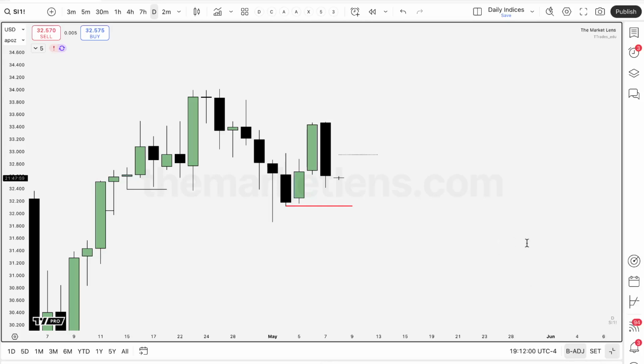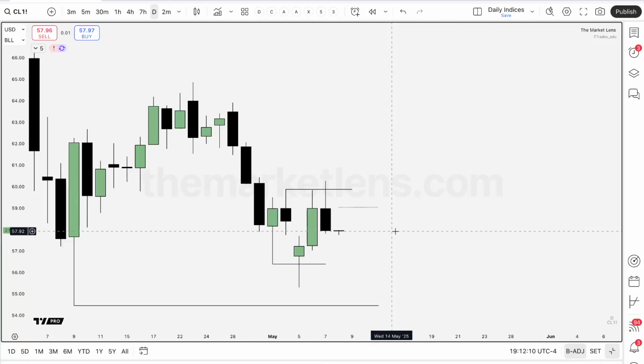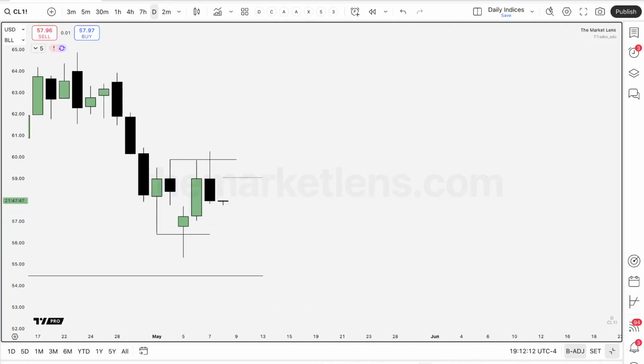Can you break down clearly how you spot protected highs and lows and what we have to do to confirm it's actually protected? Yeah, I can do that. Let's go to oil for an example. There's two things I look for in a protected high or low. It has to reach into a fair value gap or sweep out a high or low.